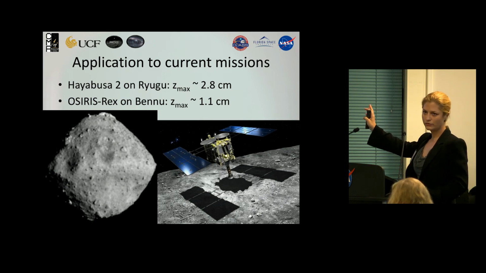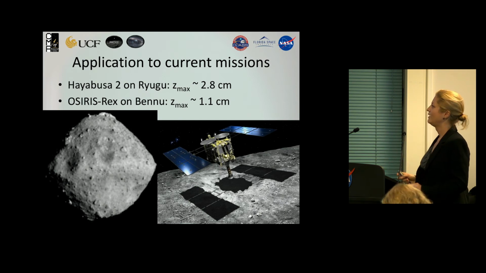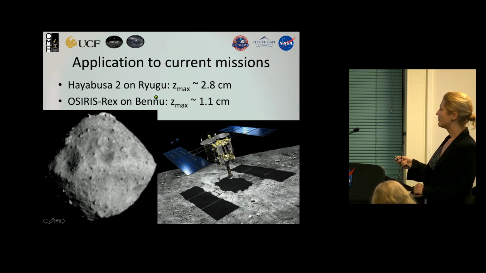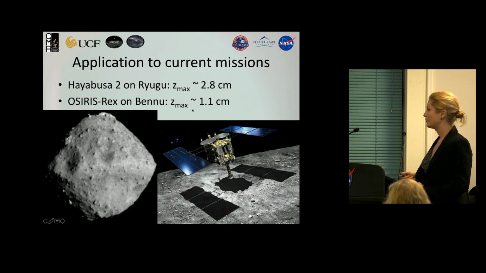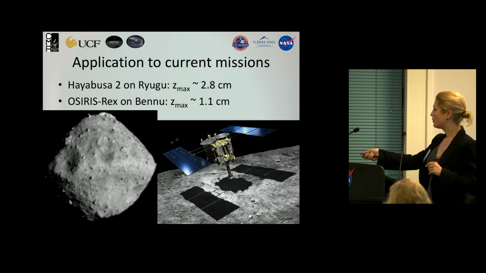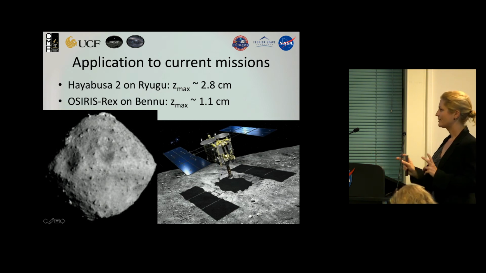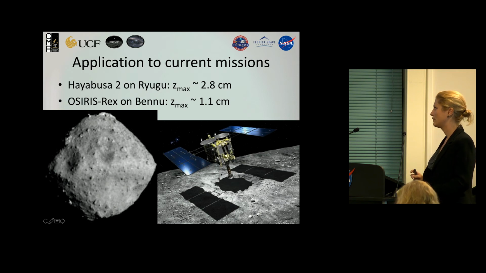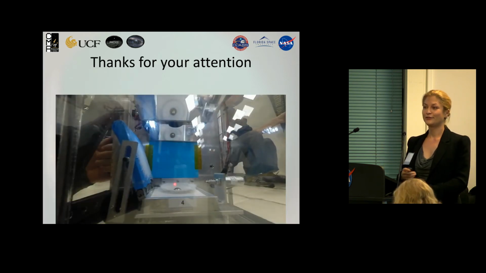So don't take these numbers too seriously. I had to estimate the density of the sampling arms and things like that. But the difference that you see here is that Hayabusa 2 is actually penetrating almost 3 times more than OSIRIS-REx on Bennu. It's the diameter of what they call the horn here, and of the TAGSAM on OSIRIS-REx that makes this difference. Anyway, thanks for your attention. Sorry for talking so long.